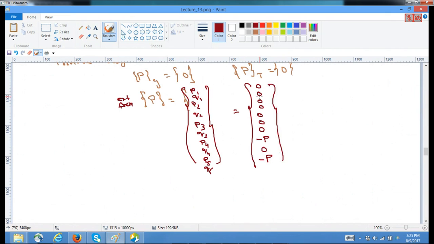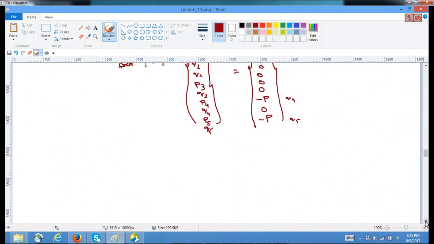So p1, q1, p2, q2, p3, q3, p4, q4, p5, q5. This is what we have already written, except q4 and q5. All other things are 0, and these values are equal to minus p. Now I'm ready to solve this matrix.